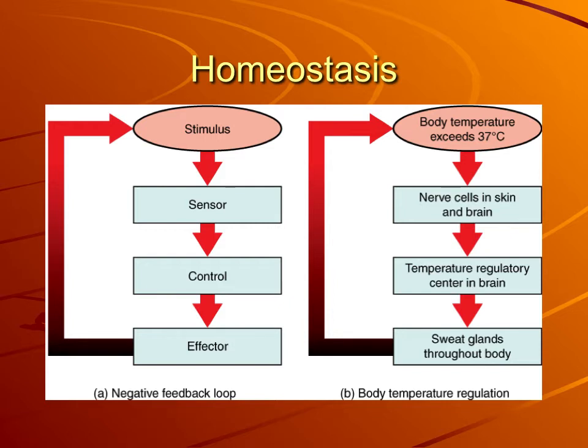Okay, the example they give us here is body temperature. If those guys are running on a hot day, they'll be out in the sun, they'll be exercising, their muscles are generating heat, plus they're gaining heat from the sun, and their body temperature will start to rise. Sensory nerve cells in the skin and in the brain will detect rising body temperature, and that will activate a temperature regulatory center in the brain, a region called the hypothalamus. And the hypothalamus will start initiating changes.